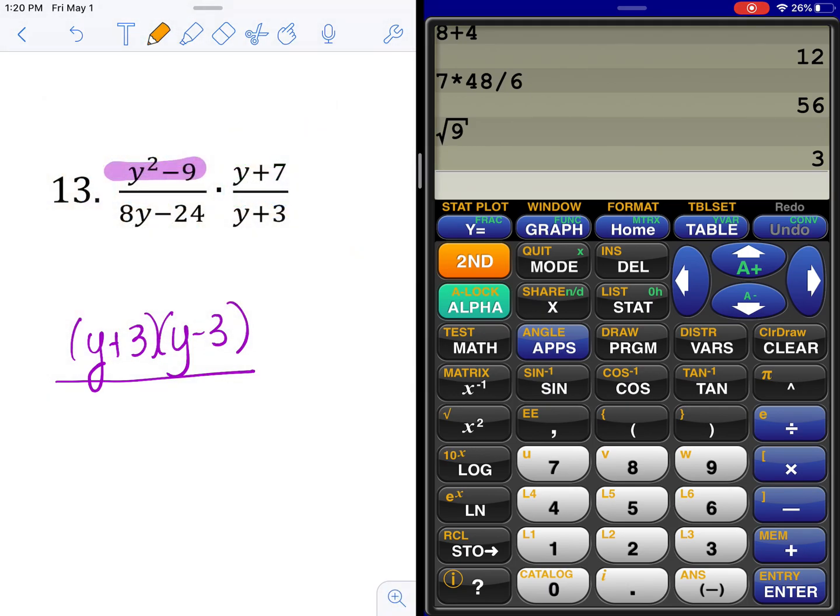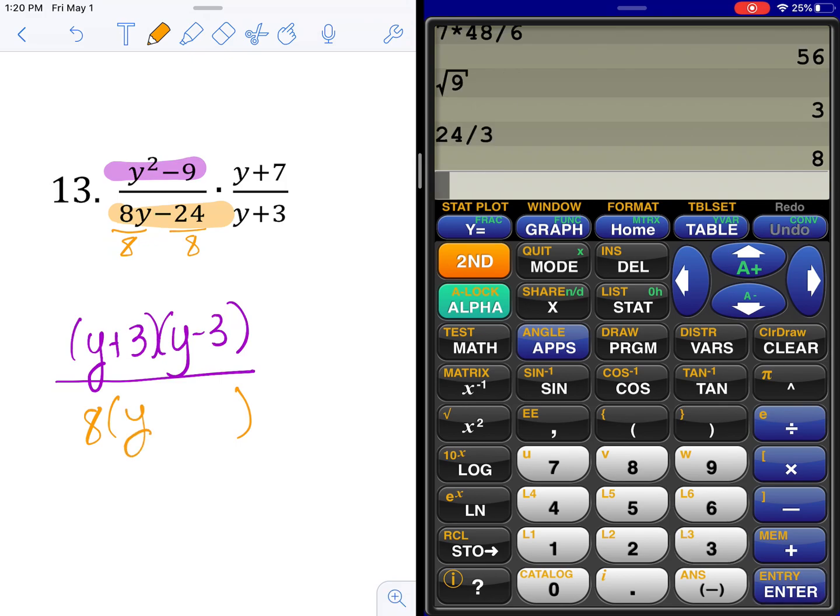Okay, bottom left here, we have your 8y minus your 24. So can you take out a greatest common factor? It looks like you can take out your 8. So divide each of those by 8, and you get y minus, I typed that in backwards, y minus 24 divided by 8 gives you your 3. So then you have times on the right side.